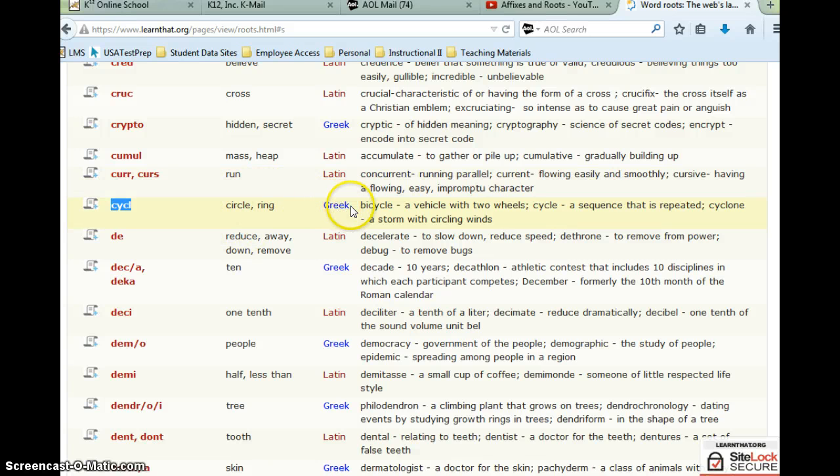It comes from the Greek. And when you add something to that, like bicycle, you wind up with something that means a vehicle with two wheels. Cycle is a sequence that is repeated. So you already use this in a lot of words. You just didn't know that it had meaning beyond the word you were using it in.